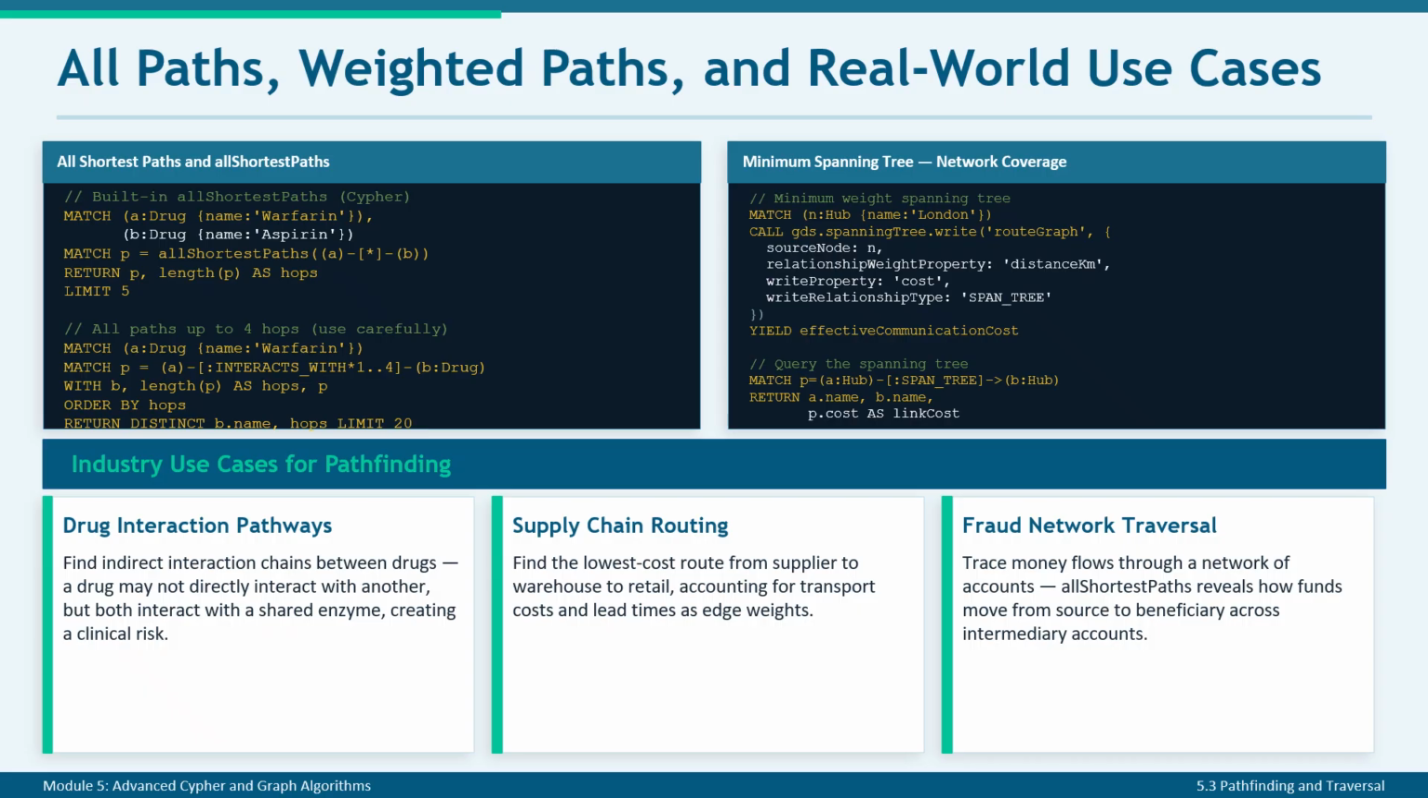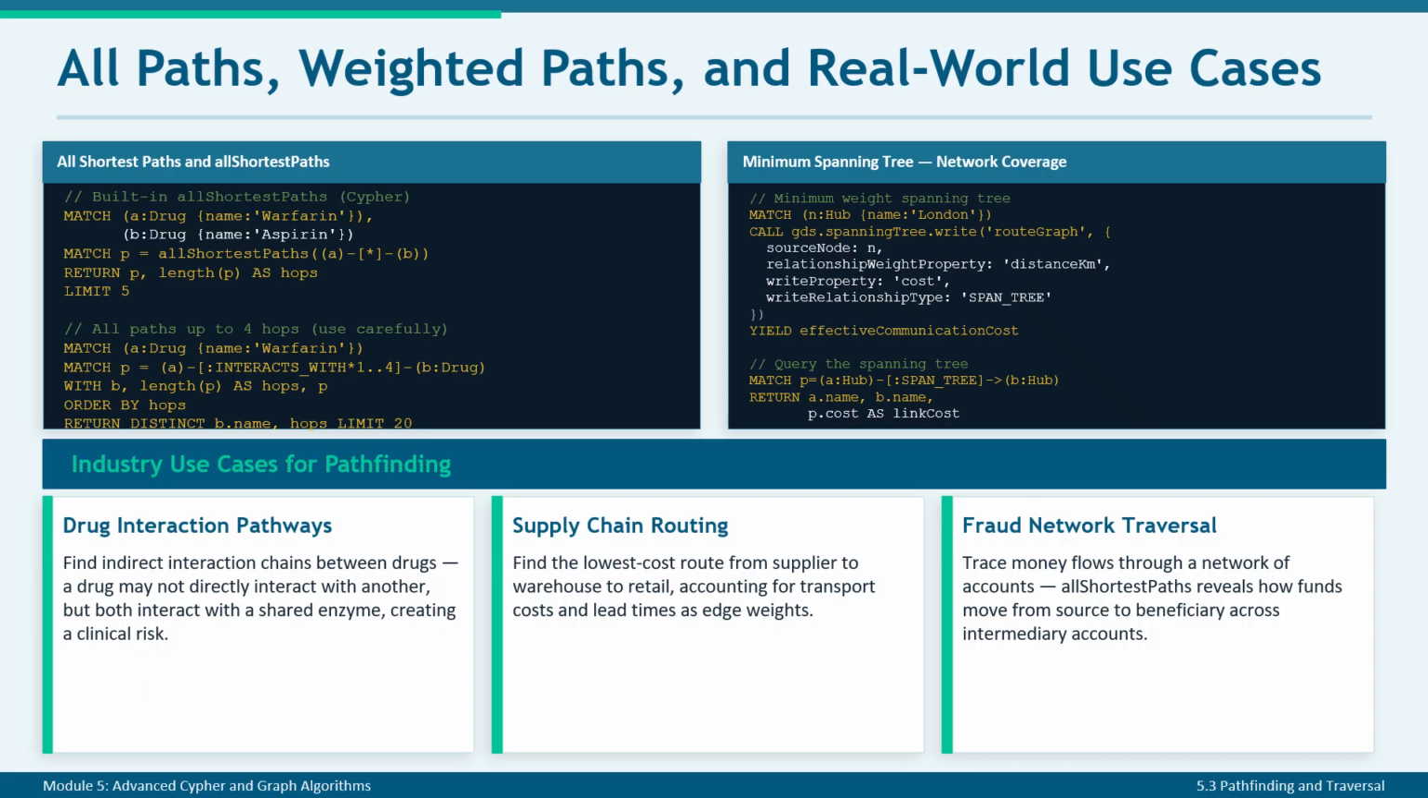Drug interaction pathways. A drug may not directly interact with another, but both interact with a shared enzyme. All shortest paths reveals those indirect chains, which is exactly how pharmacovigilance systems flag multi-drug regimens for review. Supply chain routing. Dijkstra, on a logistics graph, finds the minimum cost route from supplier to warehouse to distribution center, accounting for transport costs and lead times as edge weights.